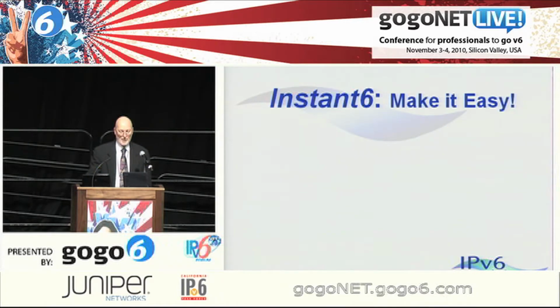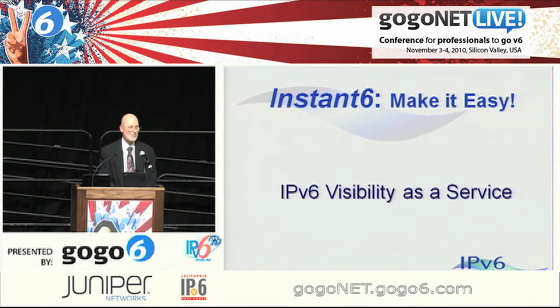So the idea with Instant 6 is to make IPv6 visibility. In other words, make IPv4 content visible to IPv6 users in an easy manner. The idea is that we're offering a service rather than a product. So the intention is that the v4 content that is going to be seen by the v6 users is coming through us as a service provider.